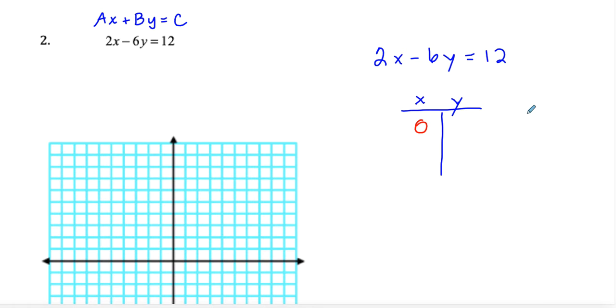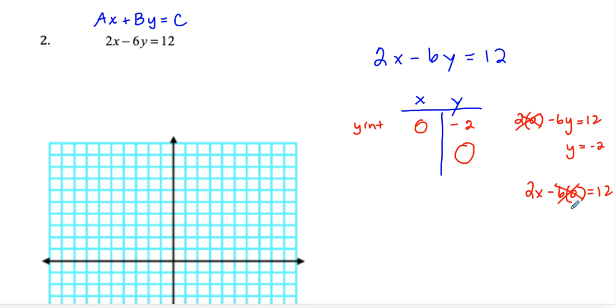So if x is 0, we get 2 times 0 minus 6y equals 12. This kind of goes away. So then y equals negative 2. And that is my y-intercept, 0, negative 2. All right, my x-intercept, I'm going to let y be 0. If y is 0, that gives me 2x minus 6 times 0 equals 12. That goes away, so x equals, in this case, 6 when I divide. And so that's my x-intercept.